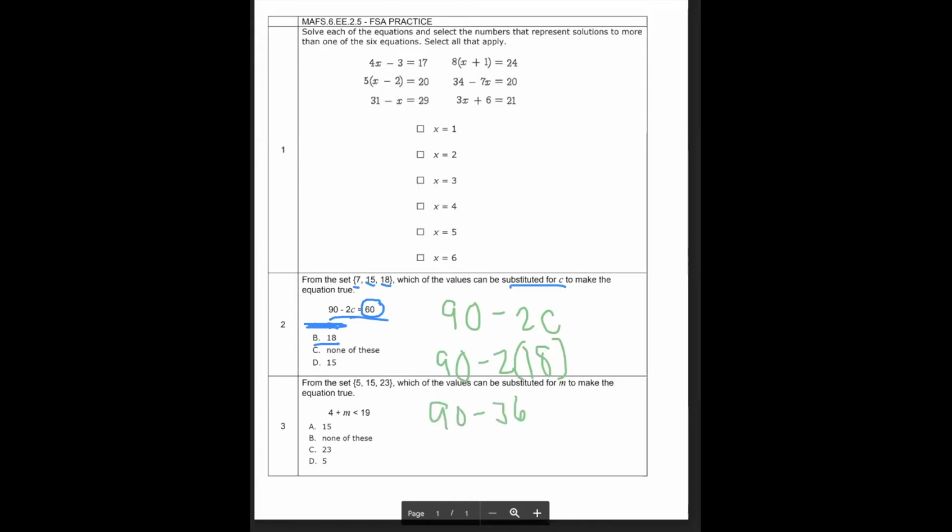And then what's the answer to that? 54. 54, yes. So again, I don't think that's 60. I think that's a little too small. So this one can't be the answer either. So now we have none of these or D, 15. So I'm going to plug in 15, and if that doesn't work, then the answer is none of these.